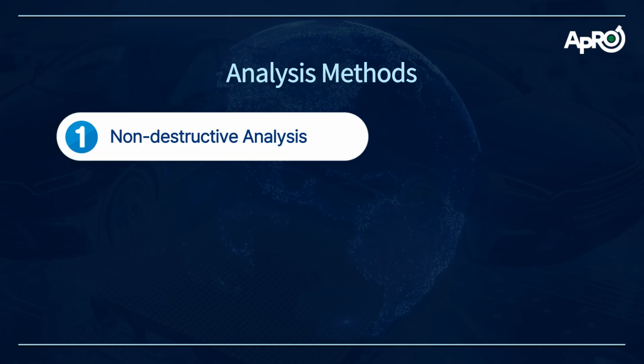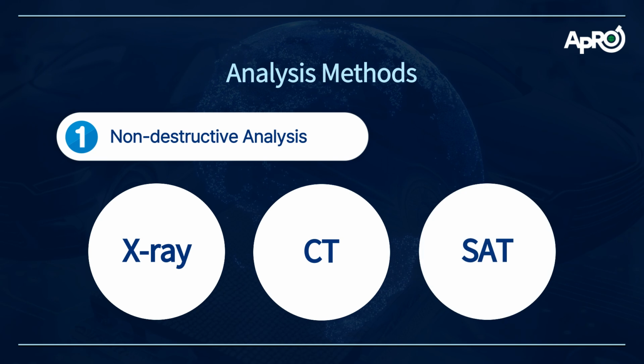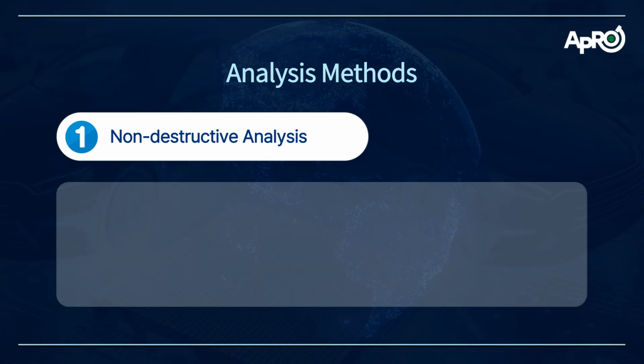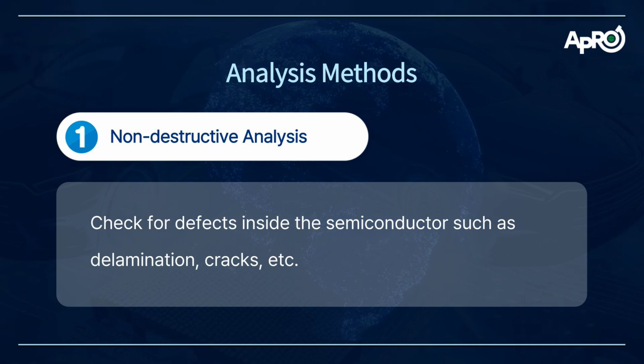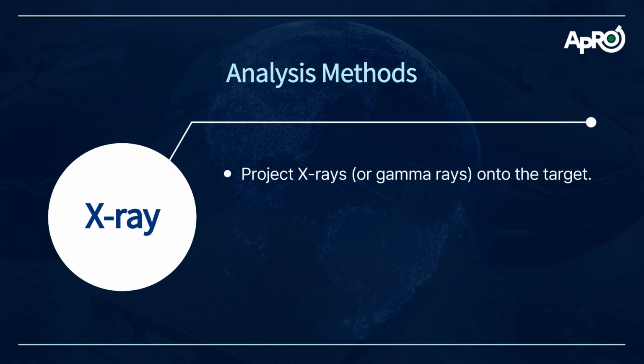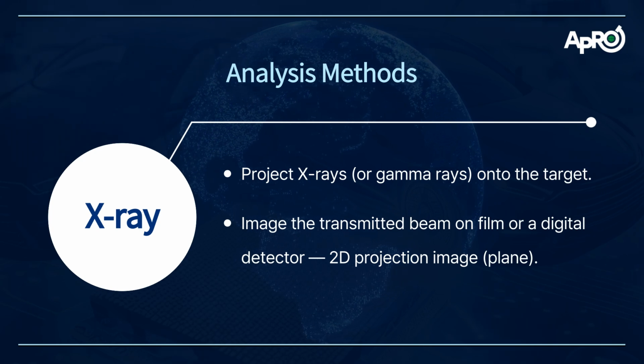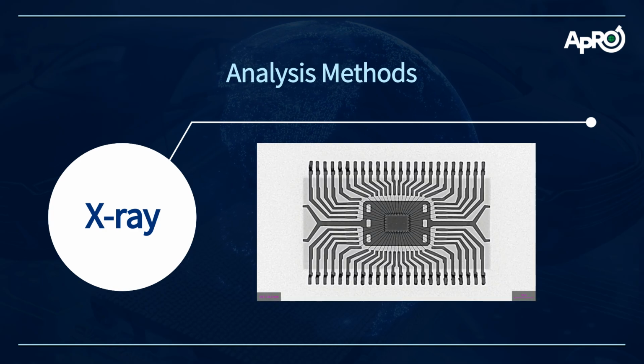The first is non-destructive analysis using X-ray, CT, and SAT. Non-destructive analysis is used to check for defects such as delamination or cracks in the semiconductor. X-ray involves projecting X-rays or gamma rays onto an object and capturing the transmitted beam using film or digital detectors to create an image. This is a 2D projection image.